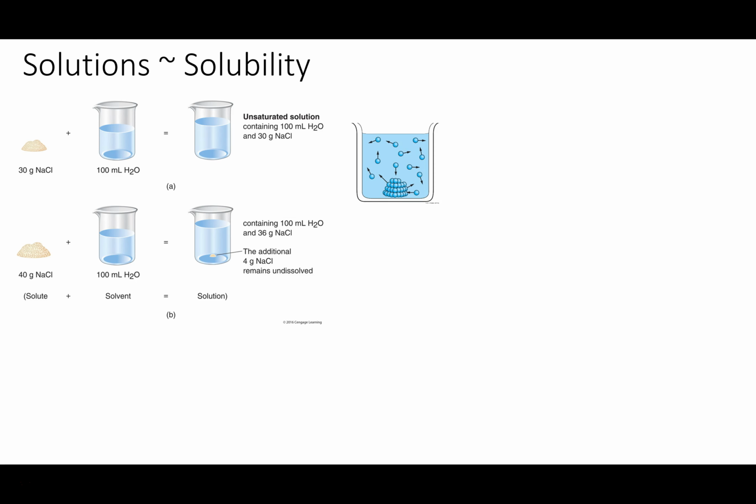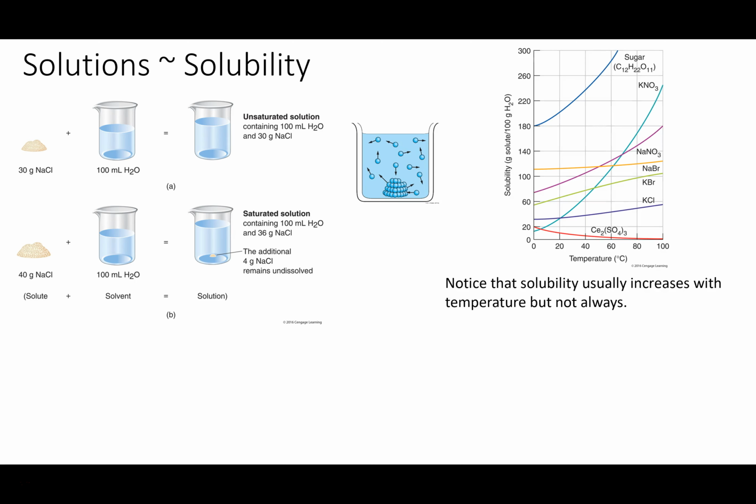So that must mean that the maximum, or the solubility, of sodium chloride was 36 grams of sodium chloride per 100 milliliters of water, because 4 grams of that 40 came out, so that's where they came up with that. So that's the maximum solubility of sodium chloride. And that solution is saturated. We know that because there's some sludge down at the bottom.